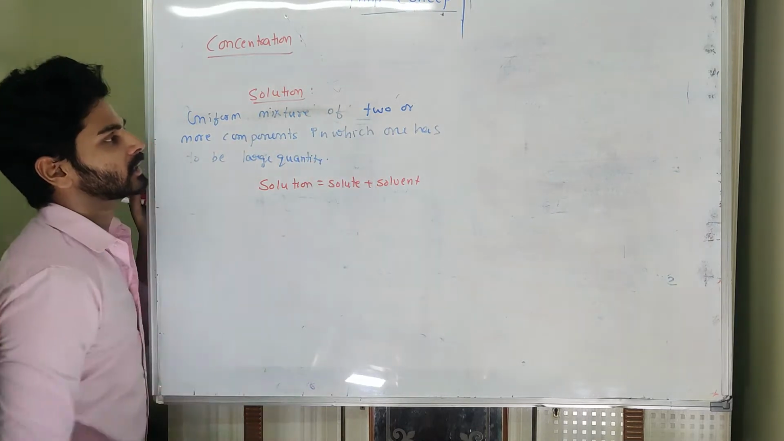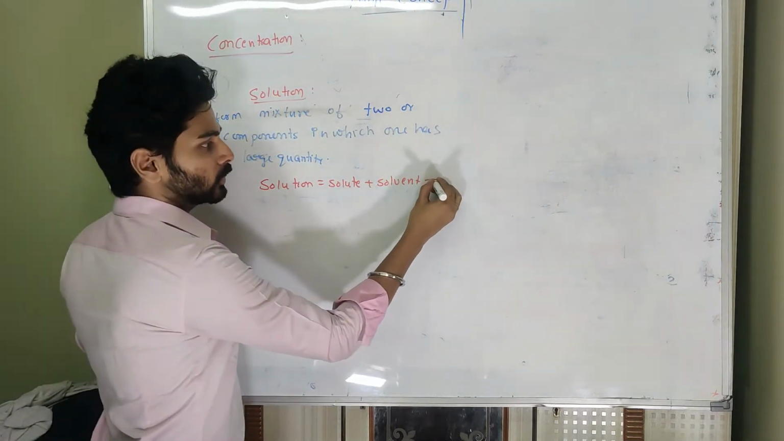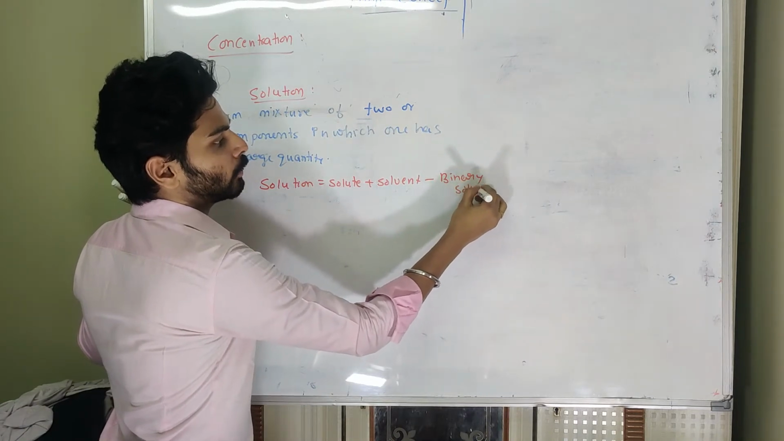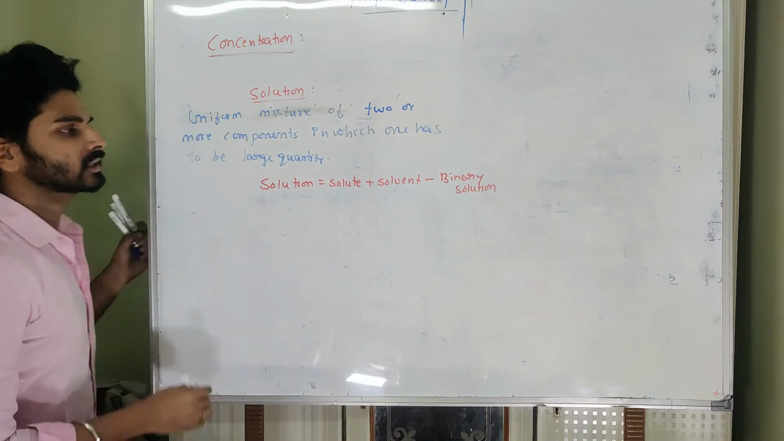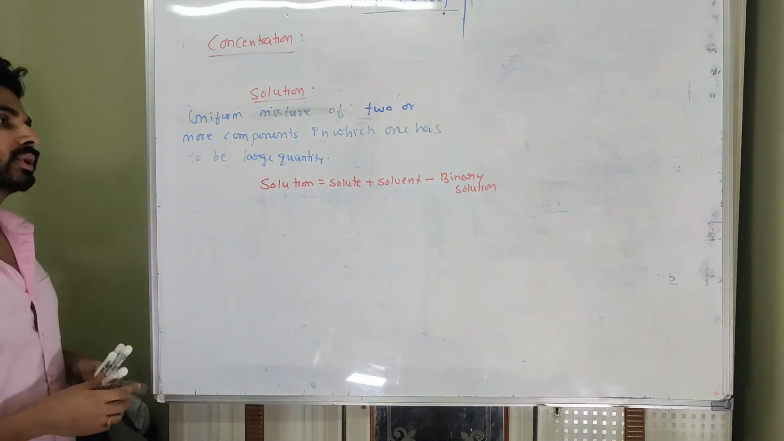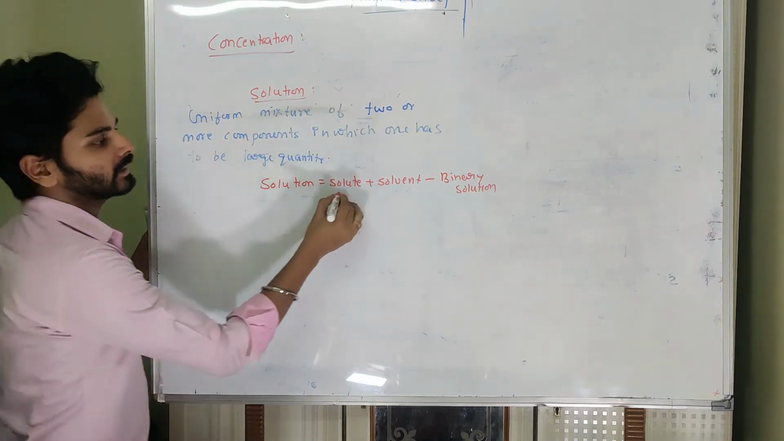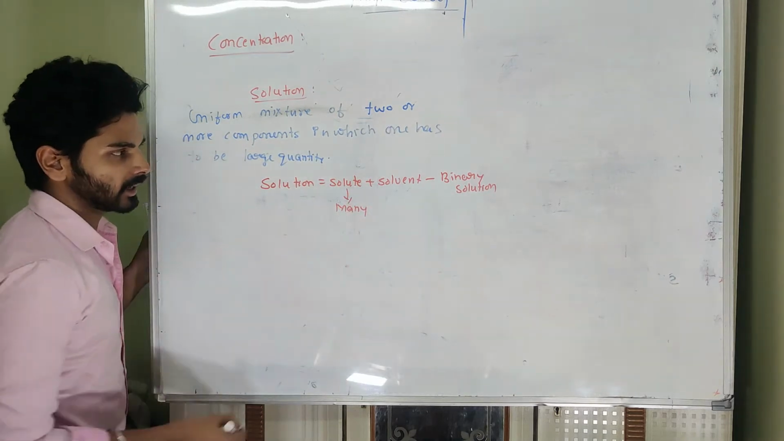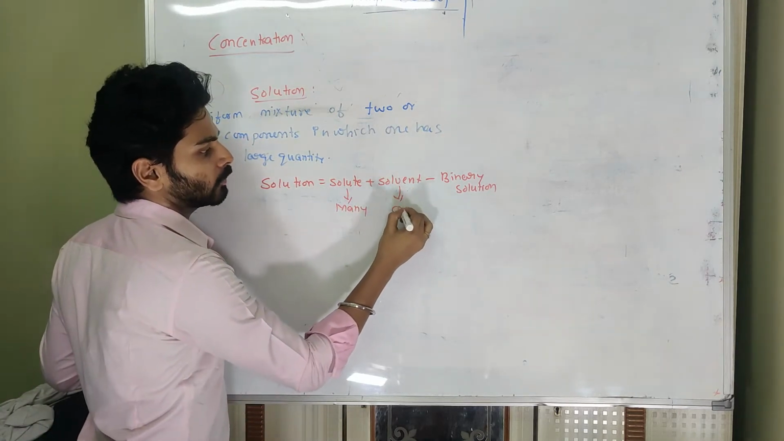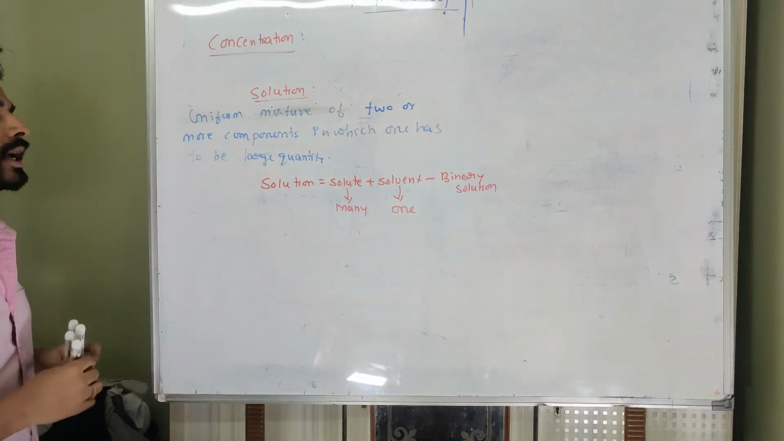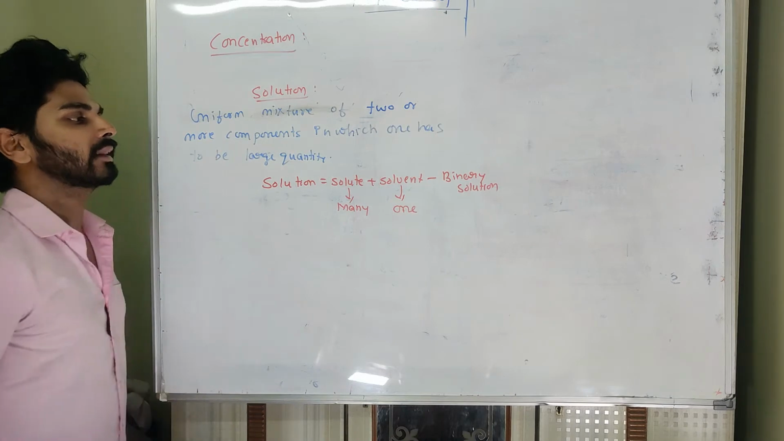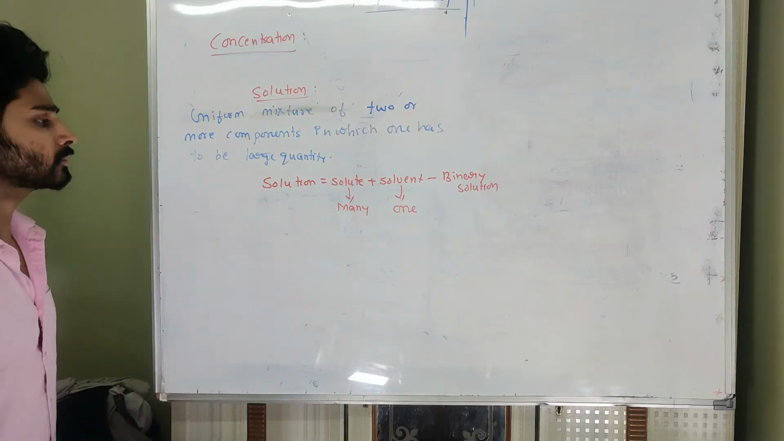Then that particular solution is called a binary solution. Binary solution means it is a two component solution. You can increase the components to 3, 4 just by increasing the solutes. Solutes can be many and solvent can be only one. If you are taking only one solute, then that is a binary system. If you are taking two solutes, then it becomes a ternary system.